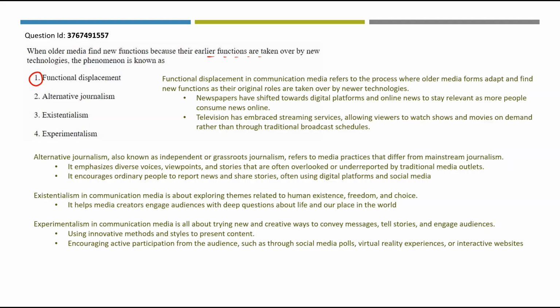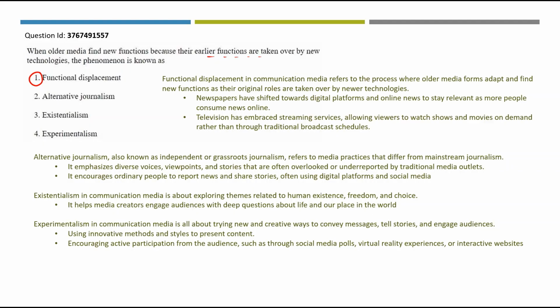What is existentialism? Existentialism in communication media is about exploring themes related to human existence, freedom and choice. This helps media creators engage audiences with deep questions about life and our place in the world. It's more about people, how they exist. It's not talking about the functions that are taken over by new technologies.